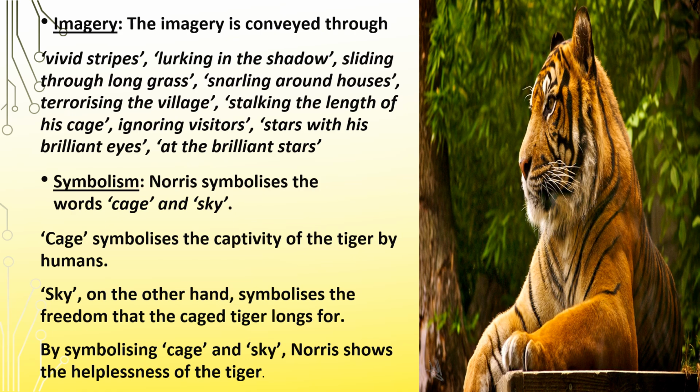The next one is symbolism. Norris symbolizes the word cage with imprisonment or captivity, and sky with that of freedom.